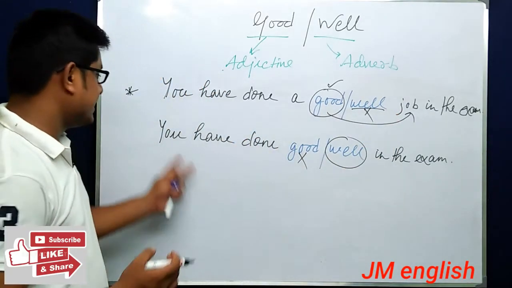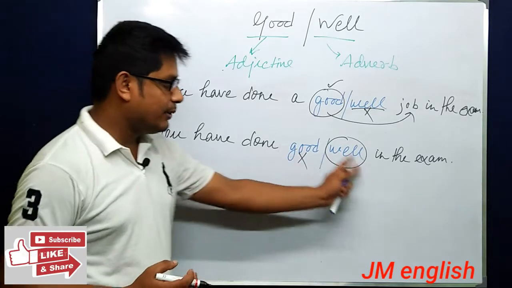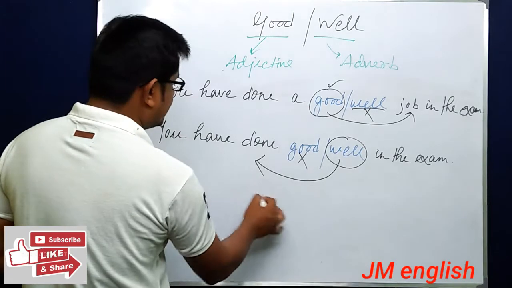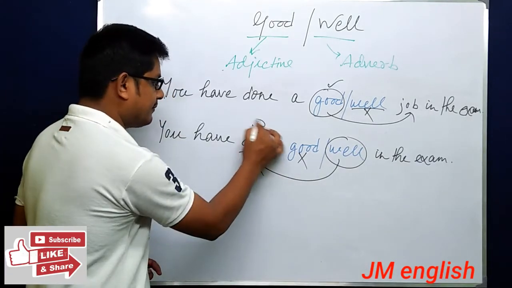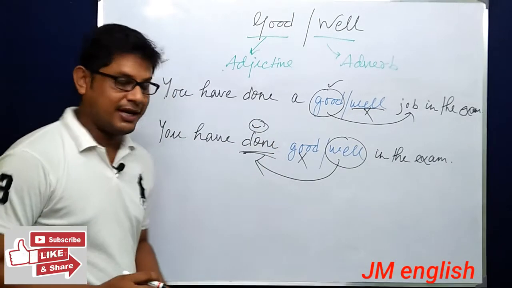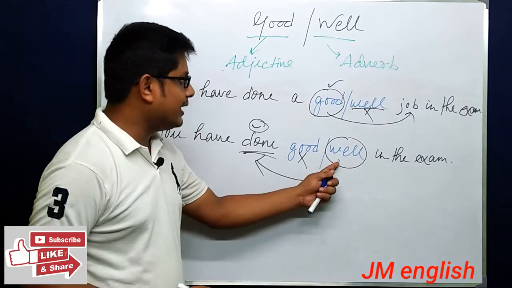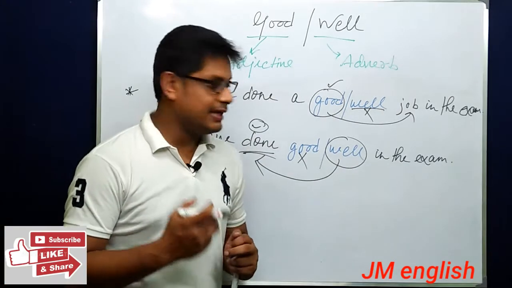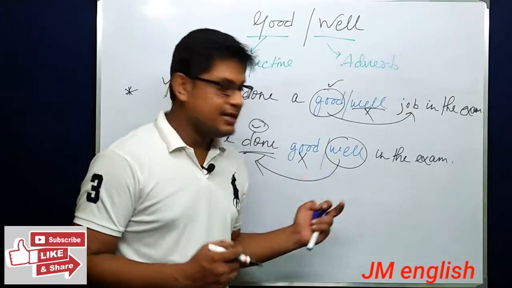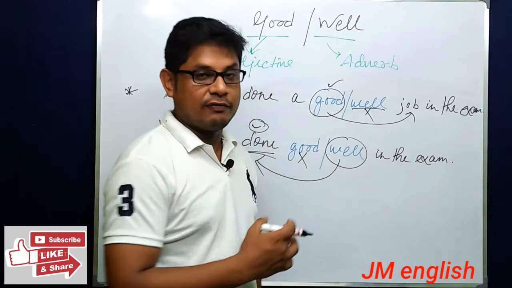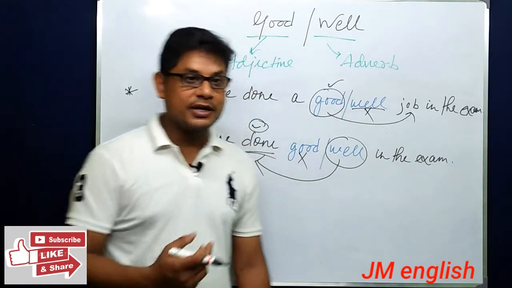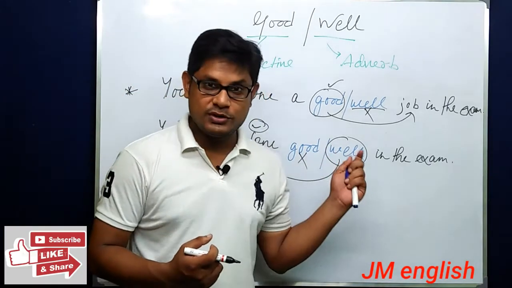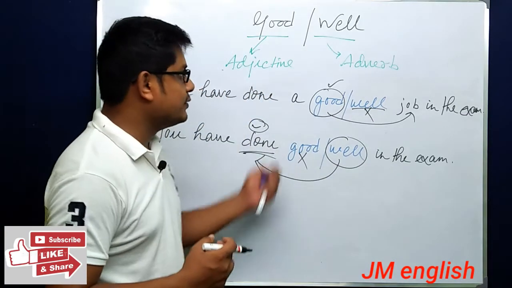But in the second sentence, I have said you have done well in the exam. So well is used to modify this verb, done. In this sentence, well, this adverb, is used to modify done. How have you done in the exam? Well. So this is the way of writing. You have to be very conscious whether you are using an adjective or an adverb. When you are using an adjective, use good, or if it is an adverb, then obviously use well.